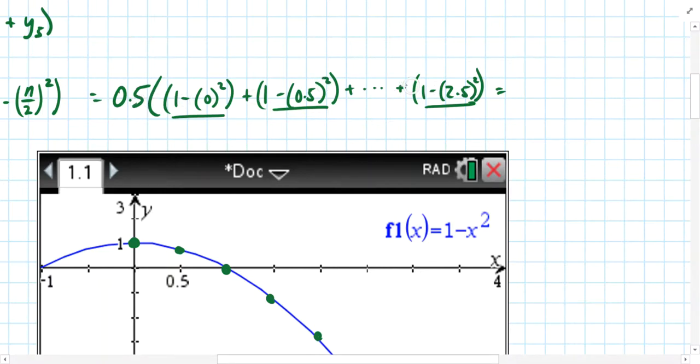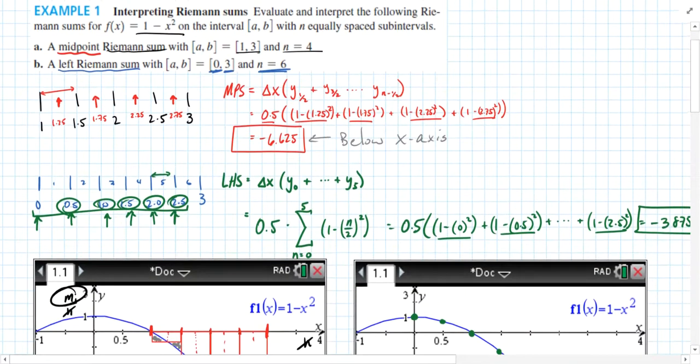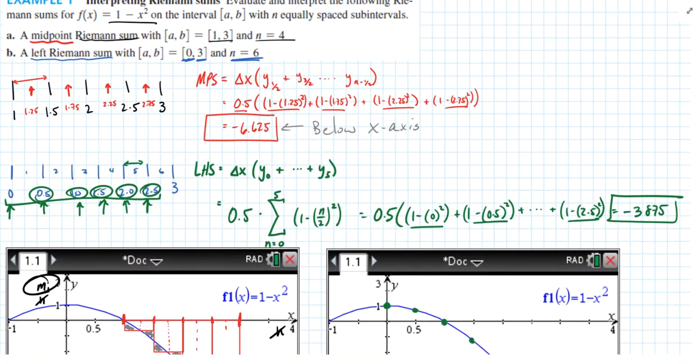So even if I performed all of the math laid out this way, I would still end up with the result, negative 3.875. Now you may be wondering, why is this area different than the last one? Well, remember we made two changes here. Number one, we had more subintervals, so we should be more precise with our answer with more subintervals. We're closer to the correct result.